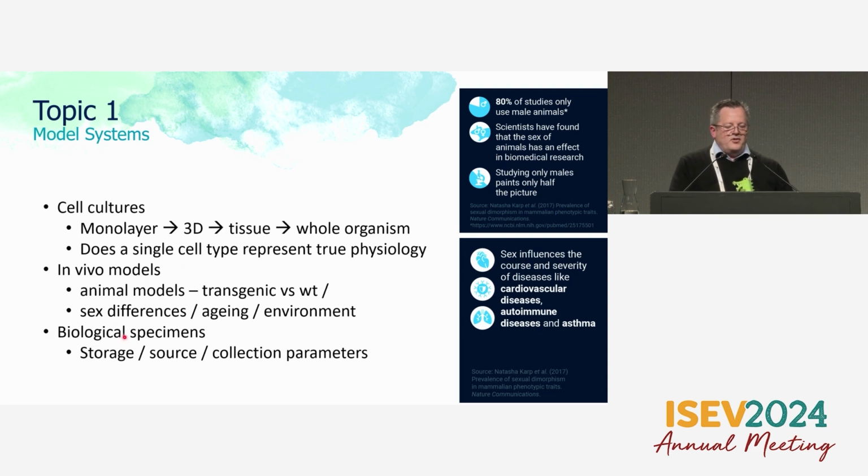And also, say if looking at biological specimens, storage differences, the source where you get the material from, and also collection parameters can obviously have very big downstream effects. So you need to consider those when you're designing your collection protocols, if you're doing biomarker studies, for instance, as one of the parameters for designing your experiments.